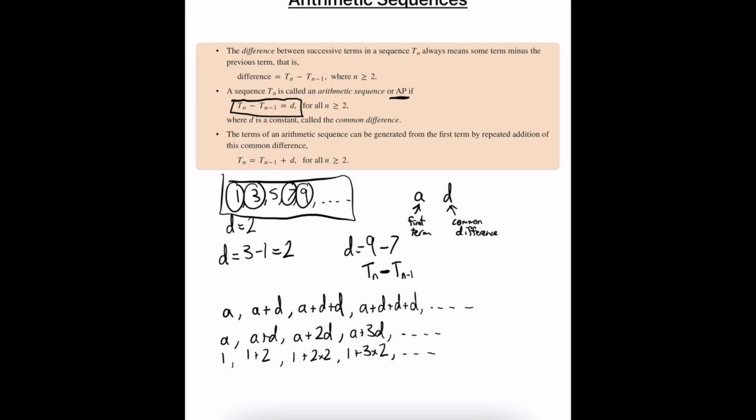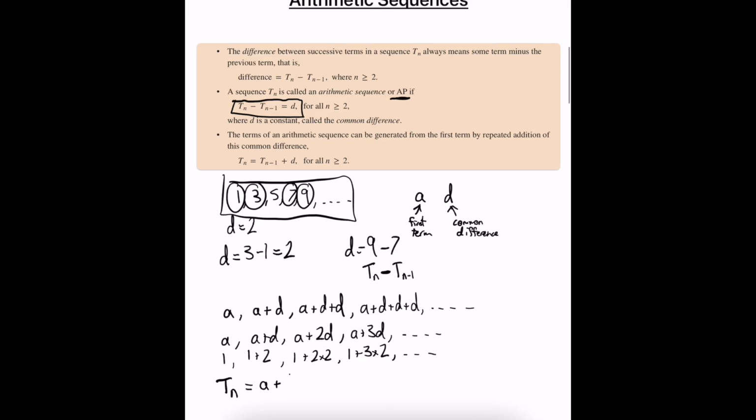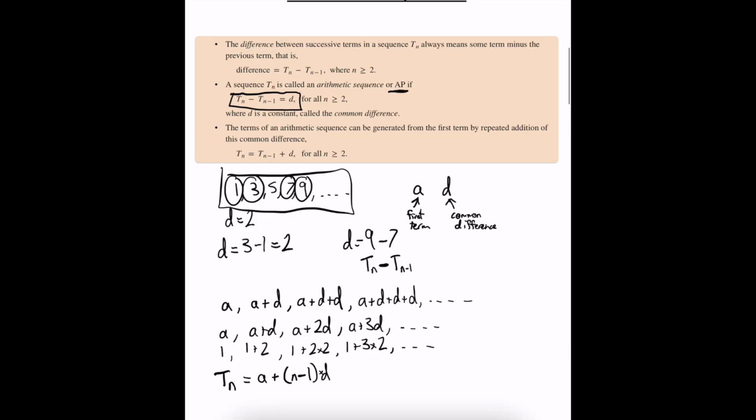So that means if we want to find the definition for the nth term, Tn, we realize that we always have this a, and it's plussing something multiplied by d. And what it is is n minus 1 times d. So I'll just put a times in there. And that's how we define whatever the nth term is going to be.